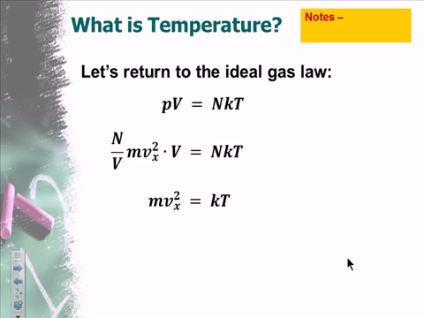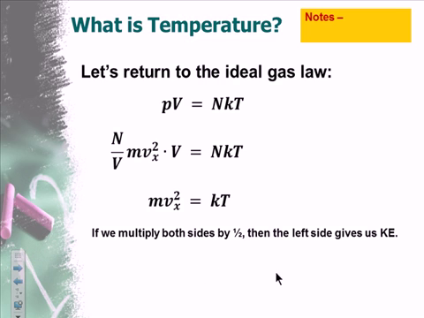Well, that left-hand side looks awful familiar to me. That looks very, very familiar. Because if I multiply that times 1/2, what I have is the kinetic energy of an individual gas molecule. So that means the kinetic energy of an individual gas molecule is 1/2 times k times T.